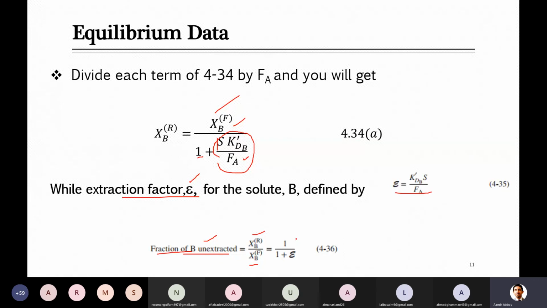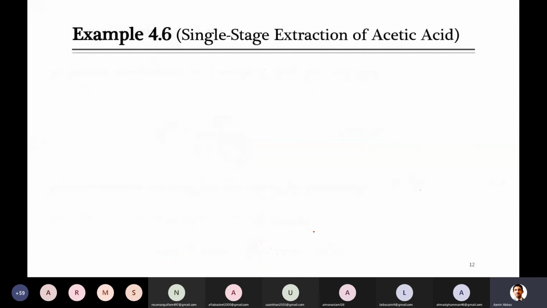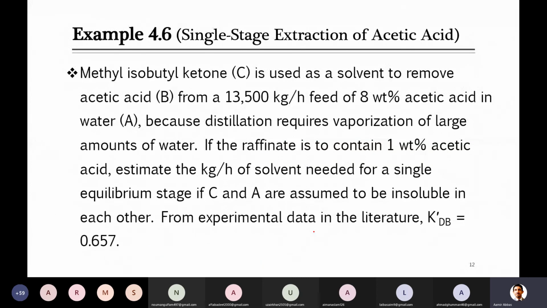So this is the equation. If you have to find what fraction of B is unextracted, or in any question you are given this and you have to find epsilon and some other calculation, you can use this equation. But these are only applicable when we are talking about a system in which both solvents, C and A, are immiscible. When they are miscible, these equations will not be the same, and then this data can't be used.